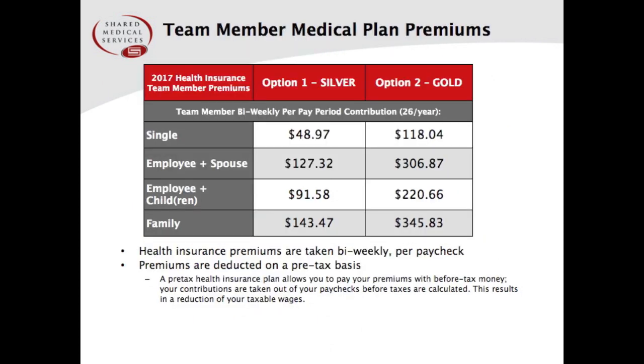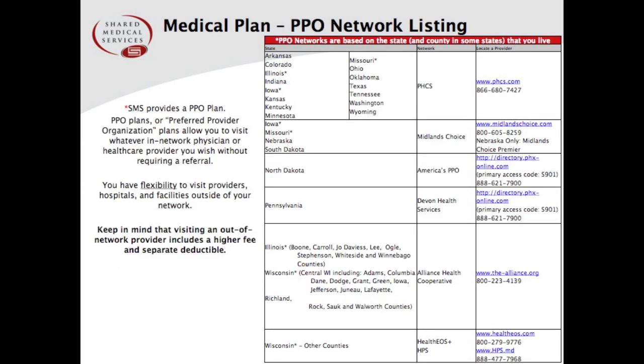Biweekly premium costs for the Silver and Gold plans are listed here. Premiums are deducted each pay period on a pre-tax basis, up to 26 pay periods per year. This means that contributions are taken out of your paycheck before taxes are applied, and this results in a reduction of your taxable wages. As we discussed earlier, medical plans utilize networks.